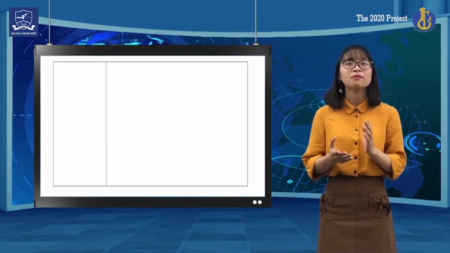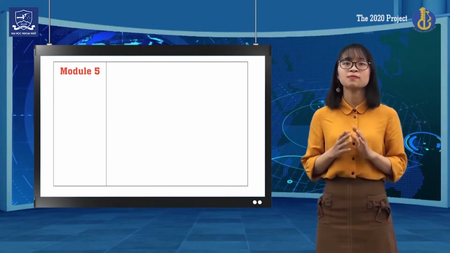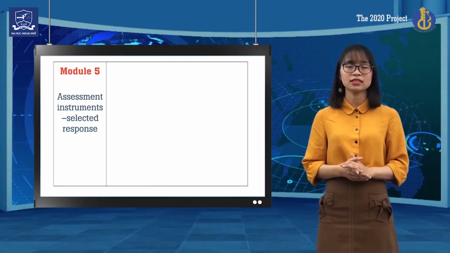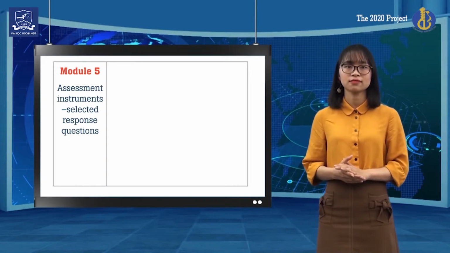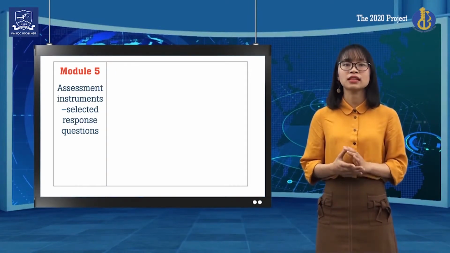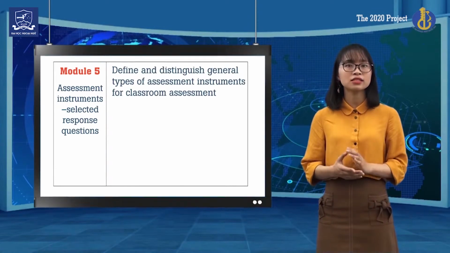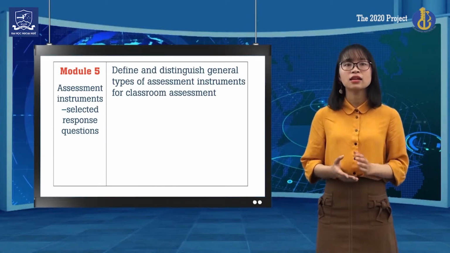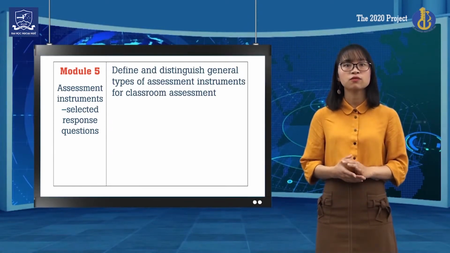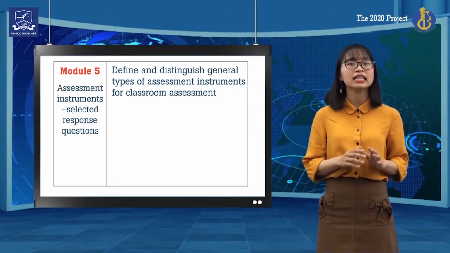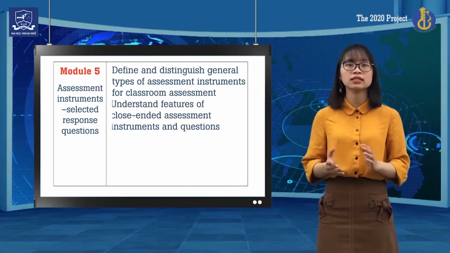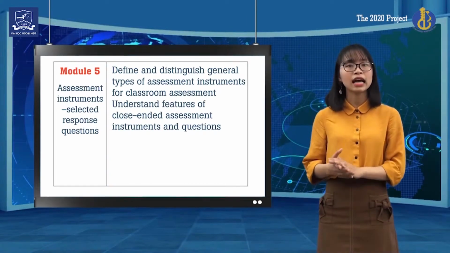What next? Module 5 focuses on a specific assessment instrument, namely selected response questions. You have learned the definition and the distinction of general types of assessment instruments for classroom assessment before having some insight into the features of closed-ended assessment instruments and questions.